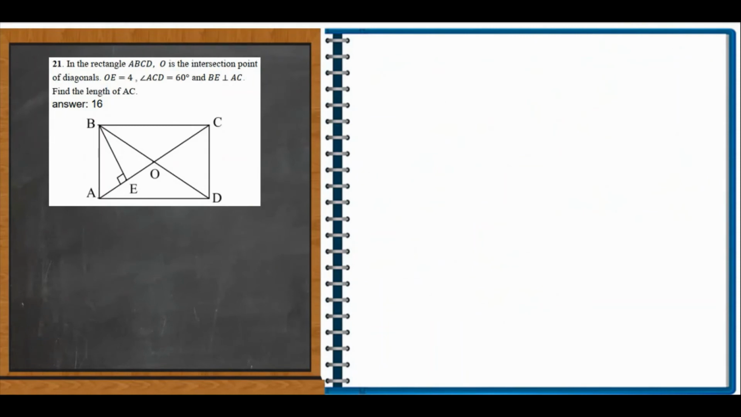Number 21. In number 21, we have rectangle ABCD. O is the intersection point of diagonals. If OE is 4 and angle ACD is 60, we must find the length of AC.